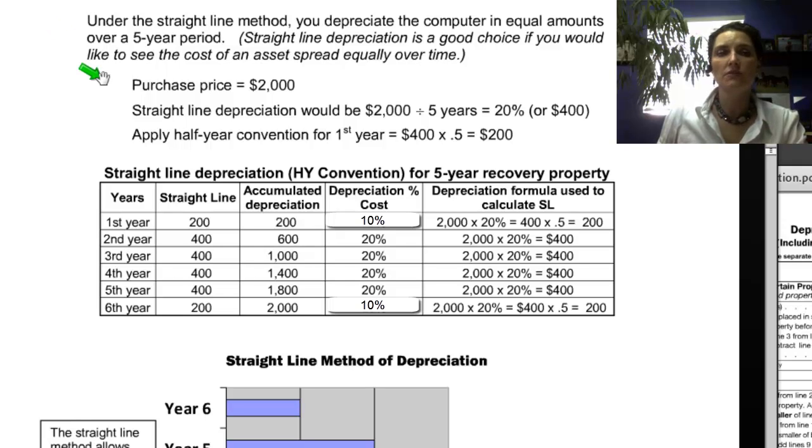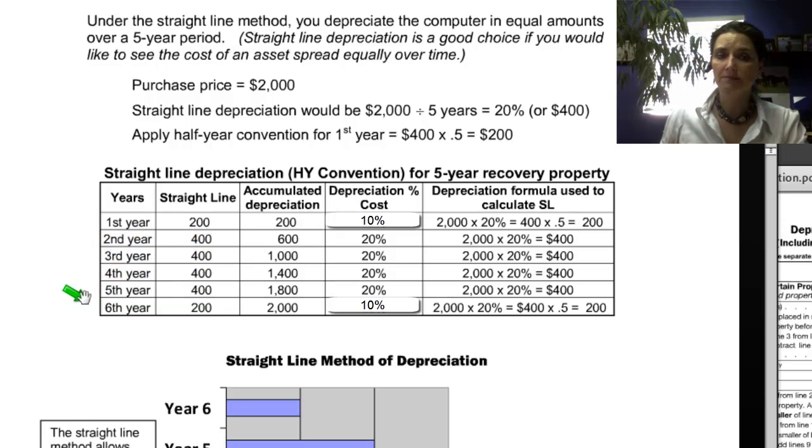And here we go. The purchase price is $2,000. And under the straight line method, we would depreciate that $2,000 computer over a period of 5 years at a rate of 20% per year. But remember that convention? In the first year, under the half-year convention, you are allowed only a half year of depreciation. So if normal year we would get $400, in the first year we're only going to get $200. So here's how straight line depreciation would work. In the first year we get $200 of depreciation, and in the last year we get $200 of depreciation, and in every year in between we get the same amount, $400.